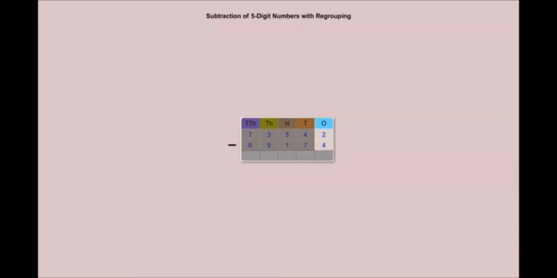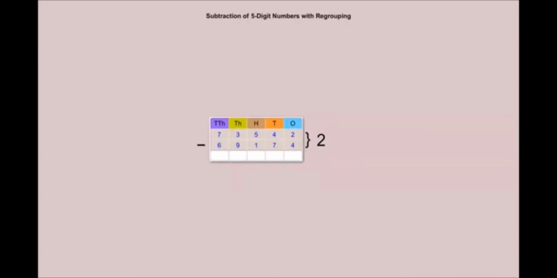So if we look at the ones place, we have 2 at the top, that is smaller. So we cannot subtract 4 from 2. So what to do now? We have to borrow from the next higher place value, that is tens. So from 3 we have to take 1 and we'll give 2 ones, and this digit will become 12 now, and 12 minus 4 is equals to 8.